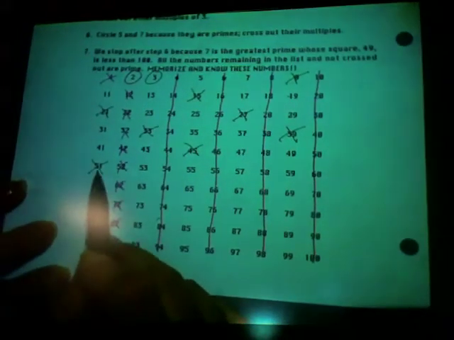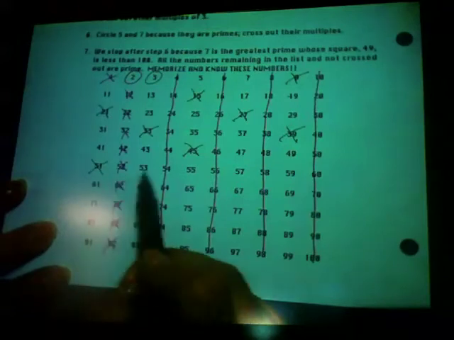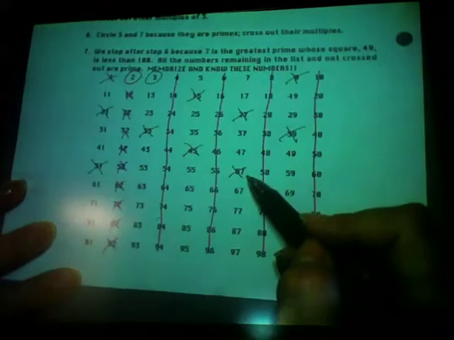One is a number that a lot of you think is prime also, but 5 plus 1 is 6. 6 is divisible by 3. A lot of you don't realize 57 is divisible by 3.